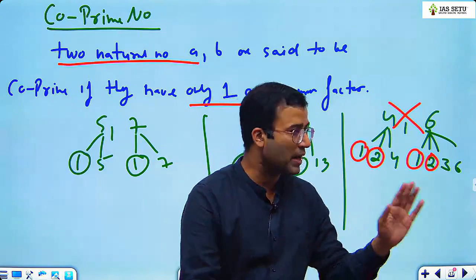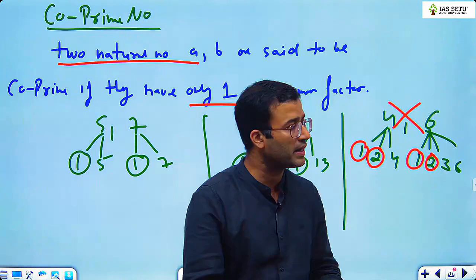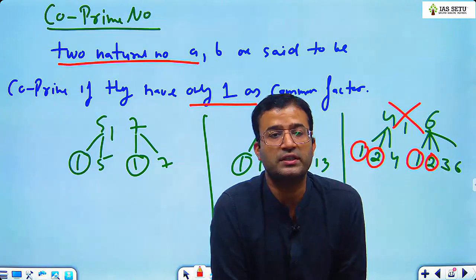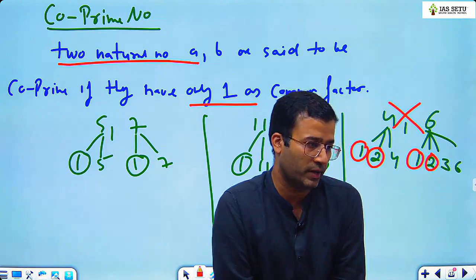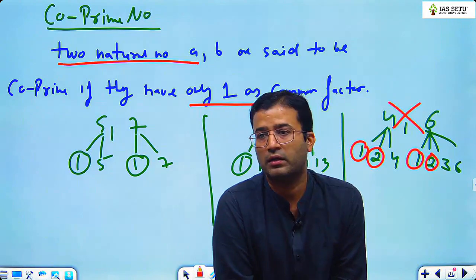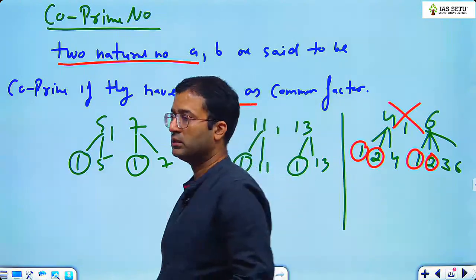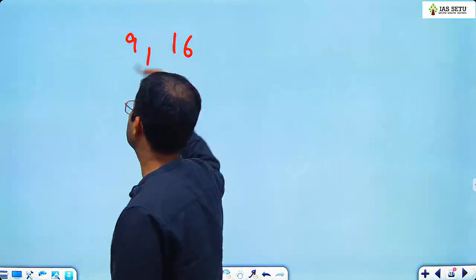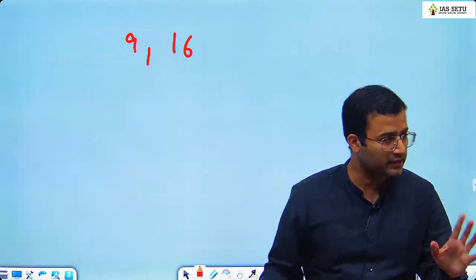I repeat, prime numbers are necessarily co-prime. Prime numbers are always co-prime to each other, but composite numbers can also be co-prime. I give you an example: 9 and 16. 9 is composite, 16 is also composite.